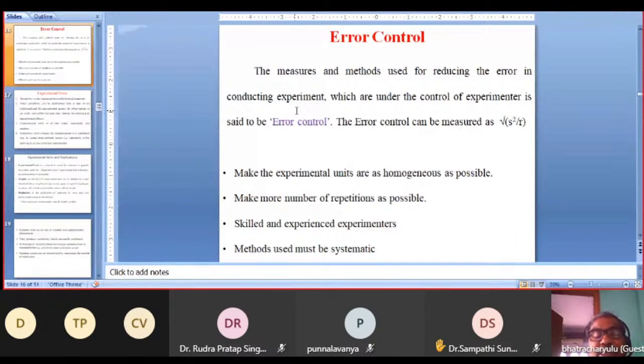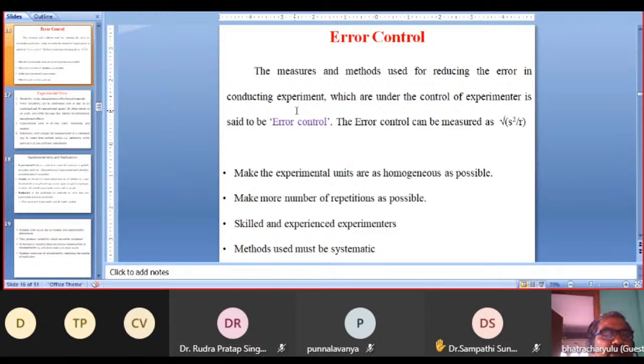The methods used must be systematic. Whatever the methods, they must be accurate methods only, and you have to use them very systematically. So these are the major advantages of these principles of experimental designs.